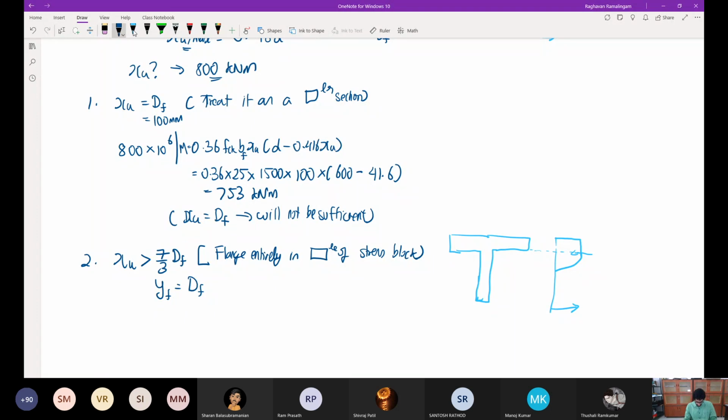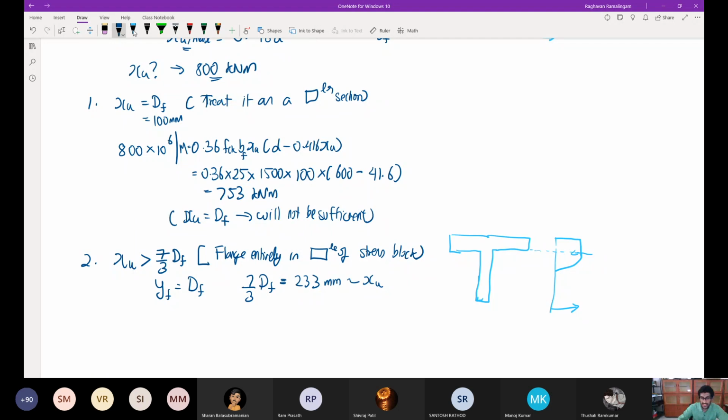to find out our moment. So we have to first check this. How much is first of all 7/3 DF? 233.3. Okay, let's keep it as 233 mm. So now we will take this for XU and you will find out what the moment comes.